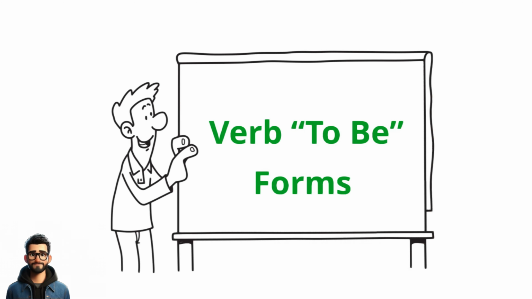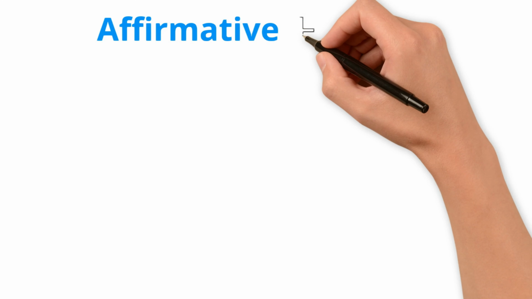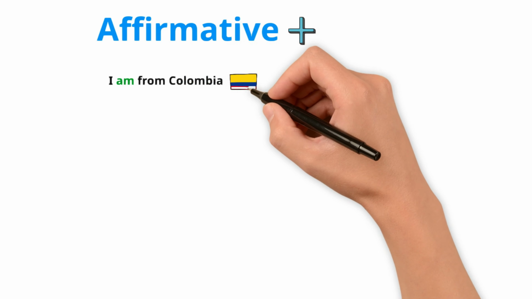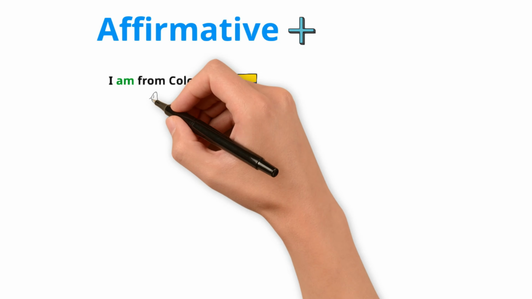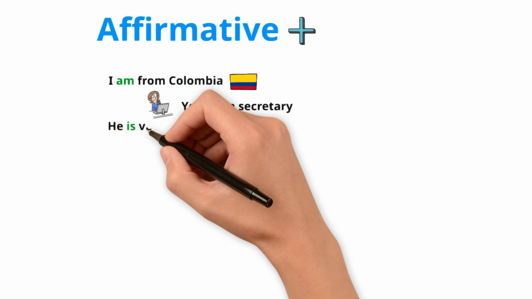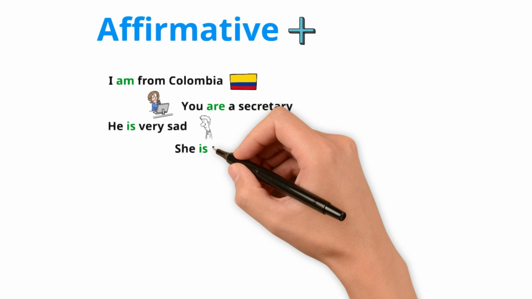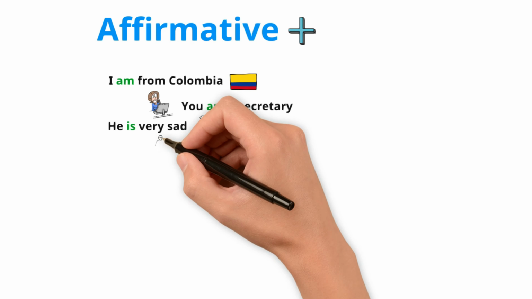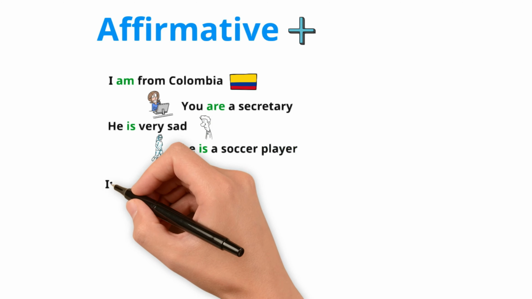Verb to be. Forms. Affirmative. I am from Colombia. You are a secretary. He is very sad. She is a soccer player. It is brown color.